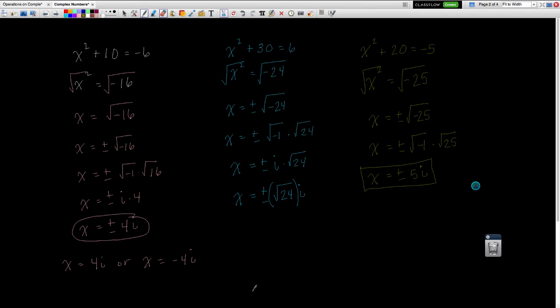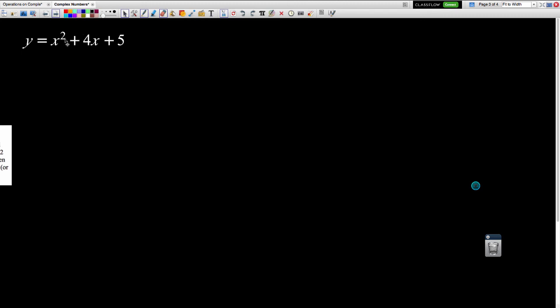Hopefully you got x equals plus or minus 5i. Now let's go ahead and do a regular quadratic equation with an a, b, and c term. We can't factor this because we would be looking for factors of 5 that add up to 4. So we have to use the quadratic formula: the opposite of b plus or minus the square root of b squared minus 4ac, all divided by 2a.